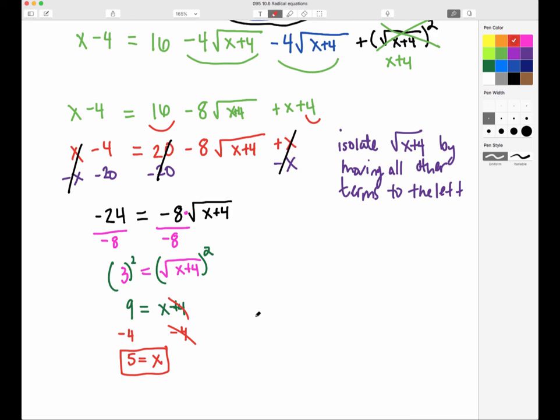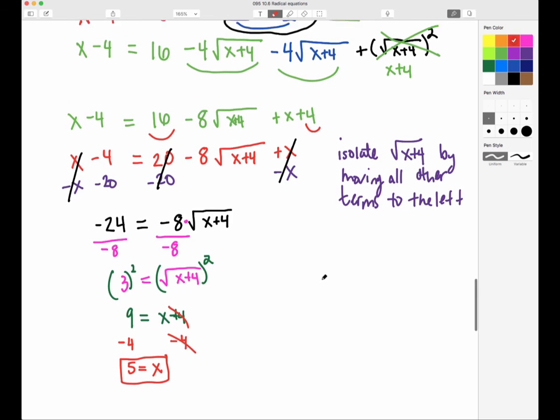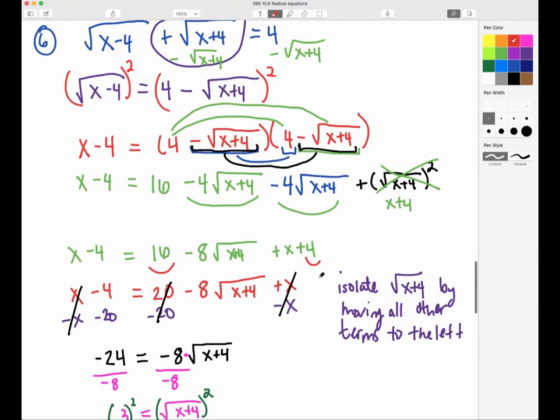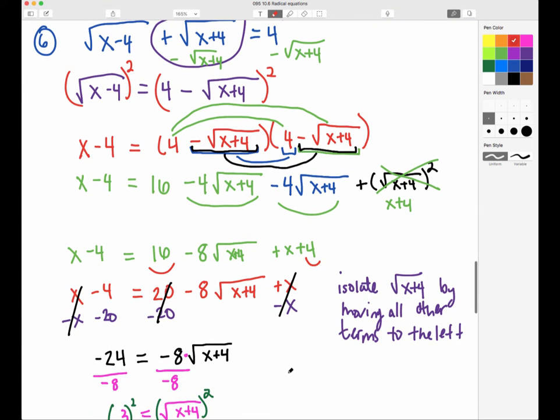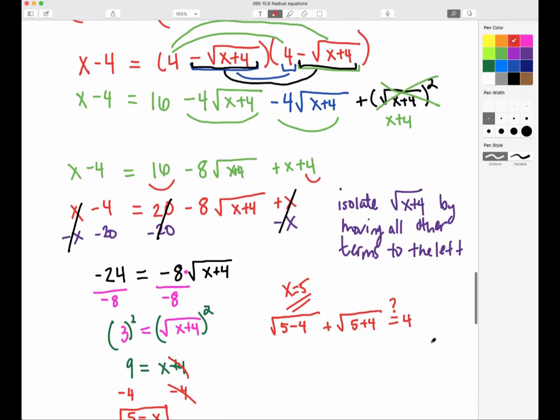All right, well, let's check that answer. Seems like x equals 5 seems reasonable. I need to go back up to the very, very beginning, way up here, written in blue, and check my answer. So we're checking, does x equal 5 work? We will take the square root of 5 minus 4, add that to the square root of 5 plus 4, and we want to check to see if that equals 4. So there we go, squeeze that in there.